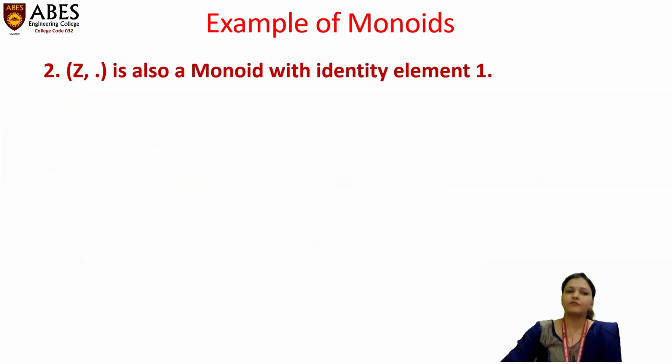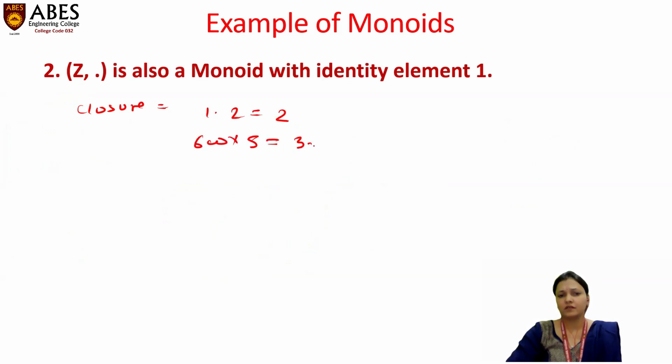Coming to the next example, if we consider a set of integers with multiplication, we will check for the closure property. If we multiply any two integers, whether 1 or 2, whether 600 or 5, we will always get an integer. So closure property is satisfied, hence it is an algebraic structure.